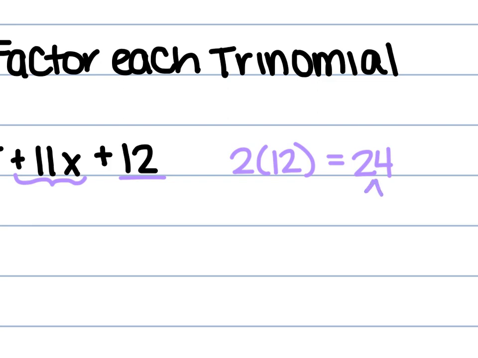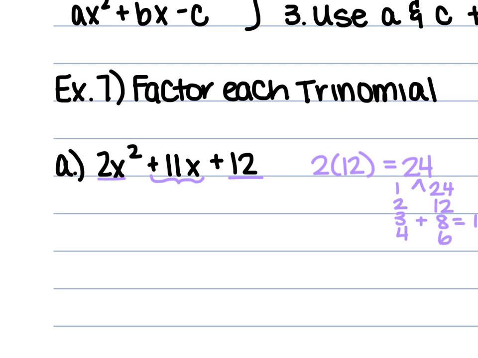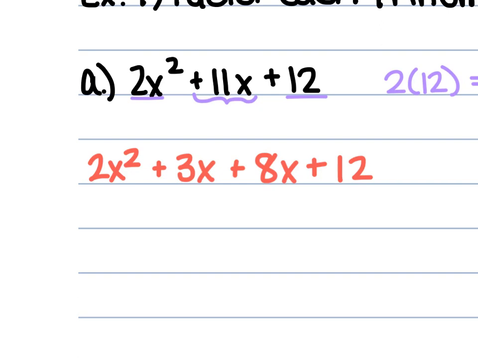Okay, so same concept, but now we're multiplying the a and the c. So from here, we have 1 and 24, 2 and 12, 3 and 8, 4 and 6. The 3 and the 8 can add to give us 11. So when we rewrite this, we're going to use the first term, which is that a, so 2x squared, the two factors of that 24 that we found that got us to the positive 11x, adding an x on them. So we're going to have a positive 3x and a positive 8x. And then we're going to rewrite our c term. So now we have 2x squared plus 3x plus 8x plus 12.